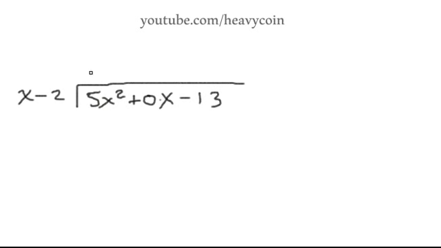X goes into 5x squared, that's 5x. I don't know if you could hear that or not, but that was a nasty lightning strike. Where are we at? Okay, yeah. So 5x times x is 5x squared.